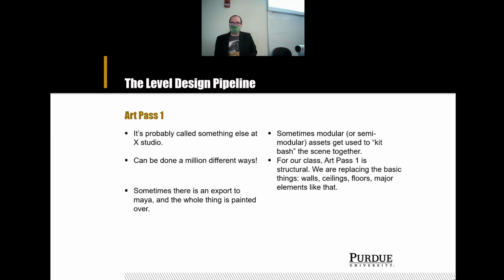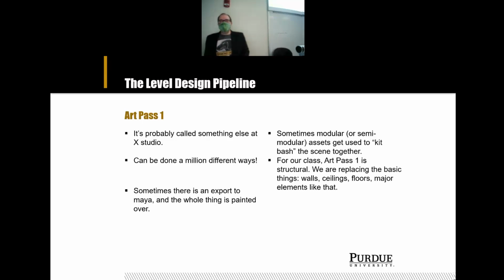So Art Pass 1, probably called something else at whatever studio. And of course, it can be done a million different ways. So now you're working with the environment artist to make the level look good because it's locked down design-wise. So how that happens is really up to the individual company.